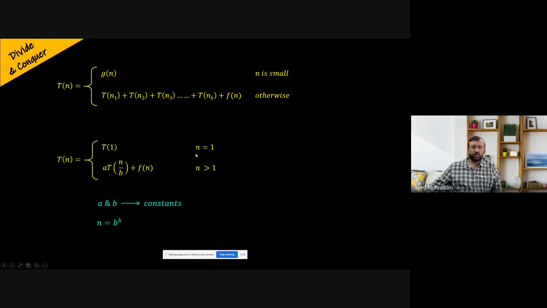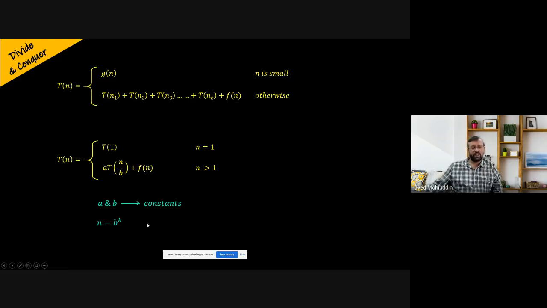And when n is equal to 1, the problem is small, which takes a unit of time, that is T(1). Now there is one more thing to remember: when we say the input n is divided by some constant b, we generally assume that n is b to the power k. Here k is the number of subproblems, so n equals b to the power k.